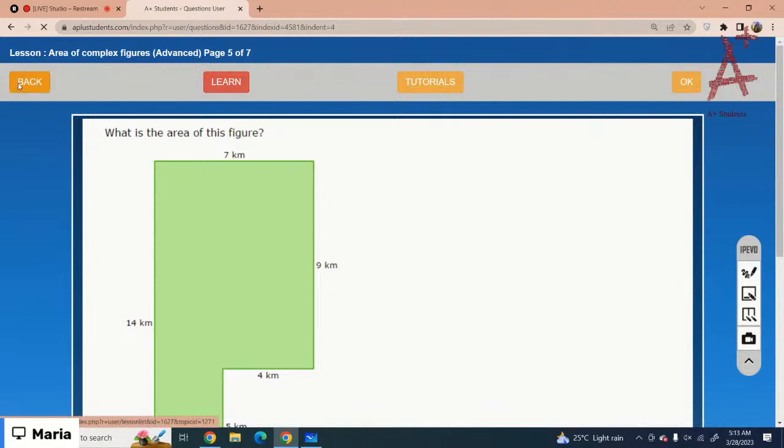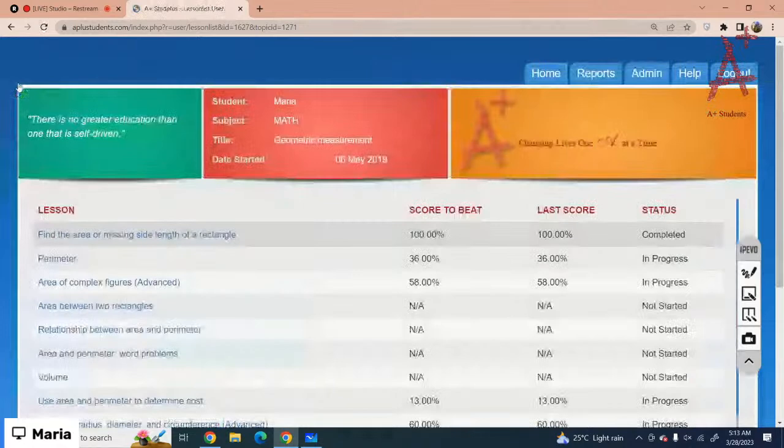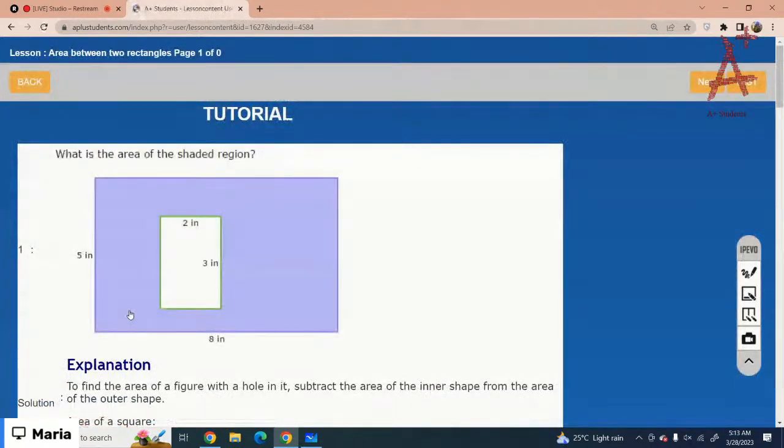Okay, the next lesson is area between two rectangles. So let's just start with the next lesson, that is area between two rectangles. Okay, what is the area of the shaded region? Basically, you have to calculate the area that is just the colored one, not the white one. So what you have to do is calculate the areas of both the shapes and just subtract this one.